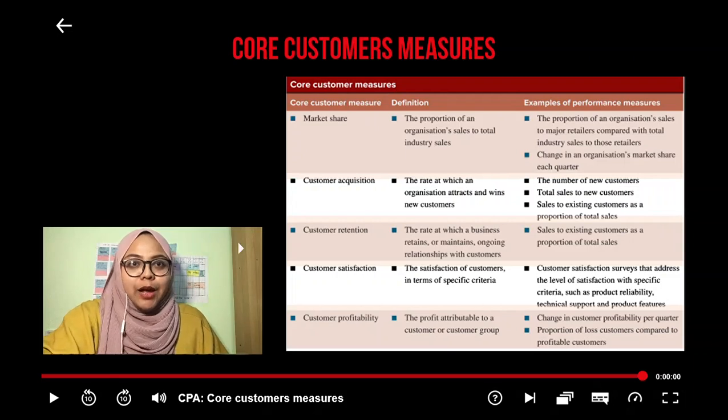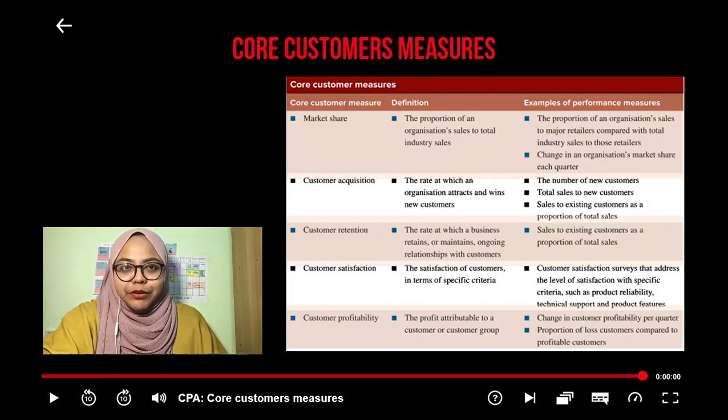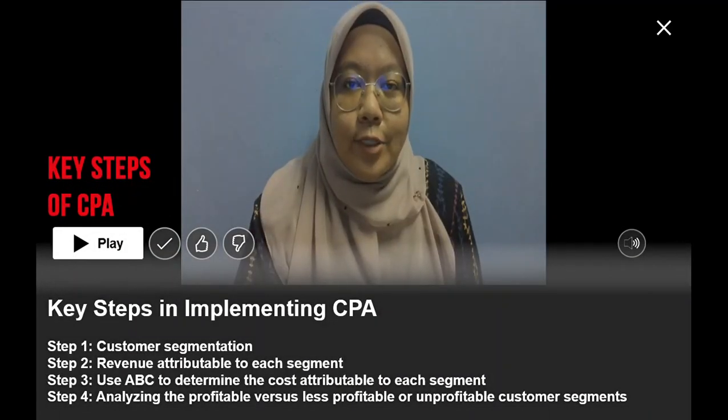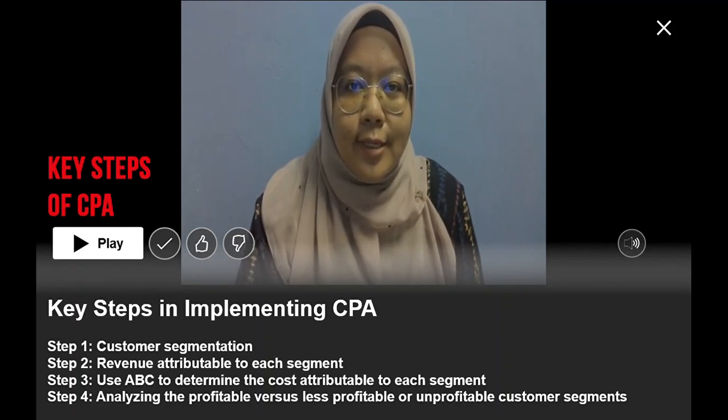Thank you. Okay, I will pass this presentation to Ms. Munirah for six key steps to implement customer profitability analysis. Thank you to Noor Shahira. So I will continue to explain the six key steps to implement customer profitability analysis.